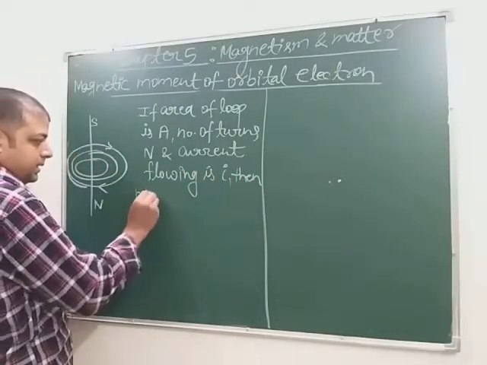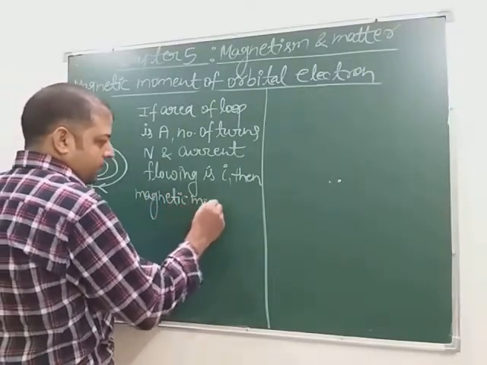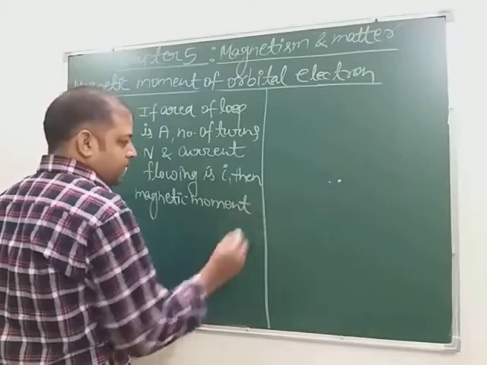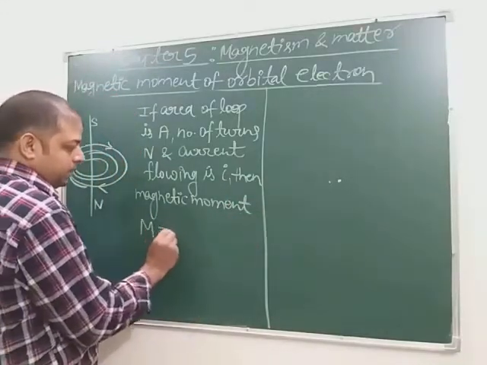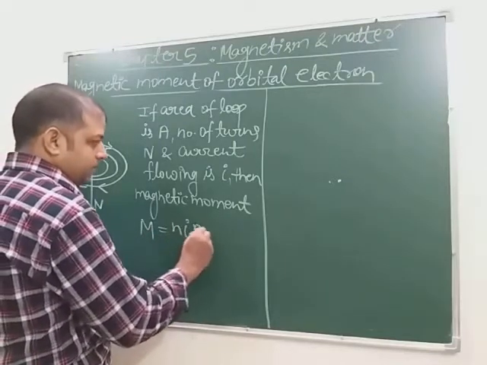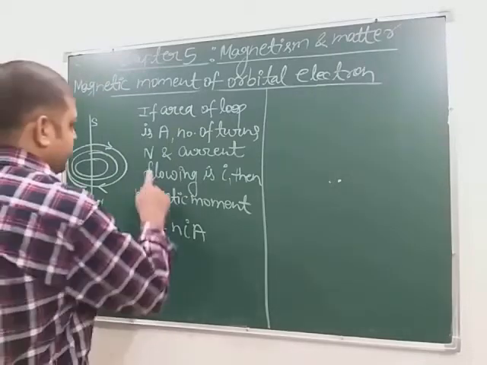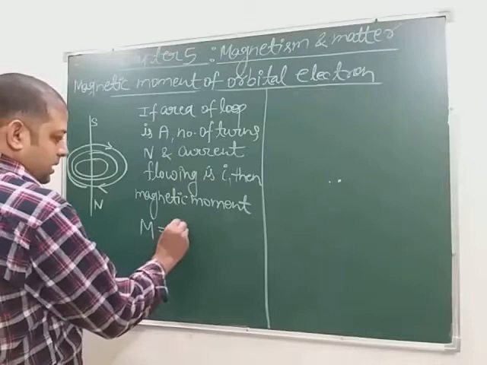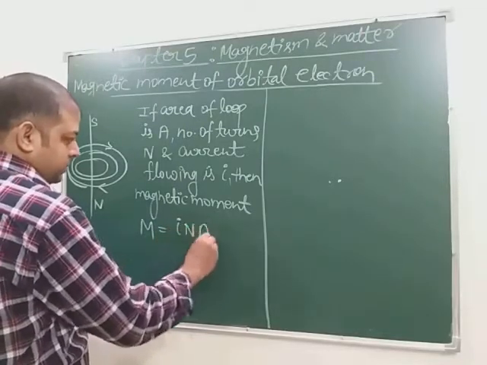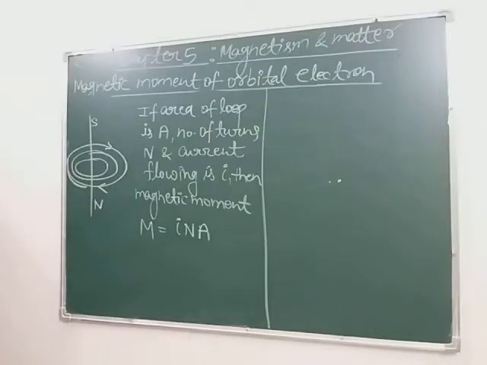magnetic moment. What will be the magnetic moment? Magnetic moment M is equal to N into I into A. We have taken N capital, so you can write I multiplied by N into A. This is called dipole moment. M is equal to NIA.